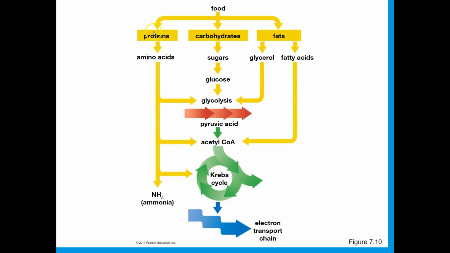So your proteins, when you eat a protein, proteins are made out of amino acids, right? You can break down a protein into its component amino acids. And sometimes those can go directly into glycolysis. Those things can be turned into glucose, basically subproducts.